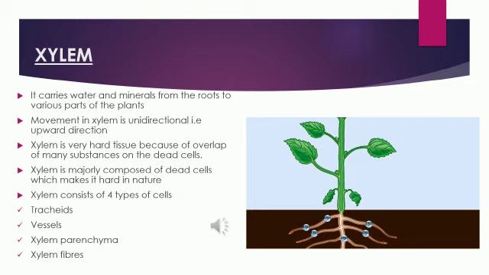Xylem is a very hard tissue because of overlap of many substances on the dead cells. So it looks very hard. Xylem is majorly composed of dead cells, which makes it very hard in nature. Xylem consists of four types of cells: tracheids, vessels, xylem parenchyma, and xylem fibers. So these are the four types of cells. Let us see structure and function one by one.